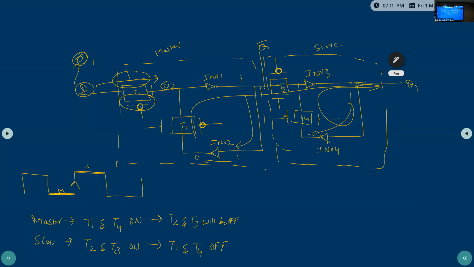One negative level is required and one positive level is required. Then data completely passes from D to Q.